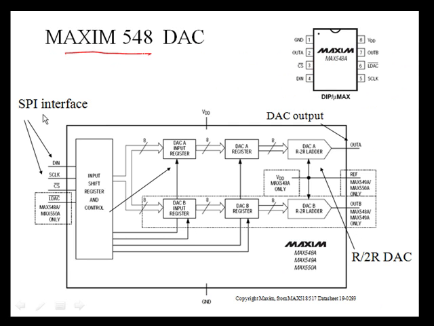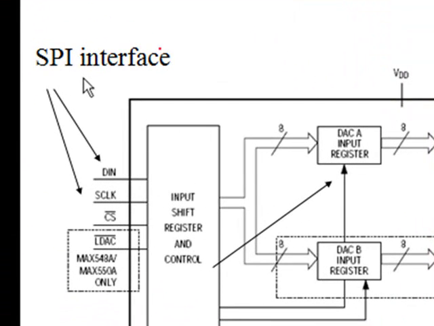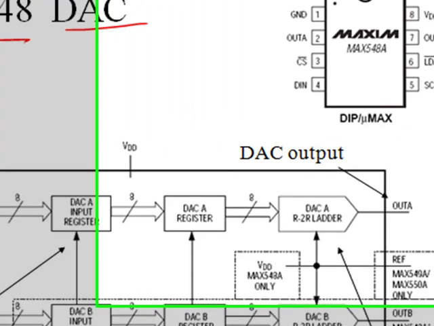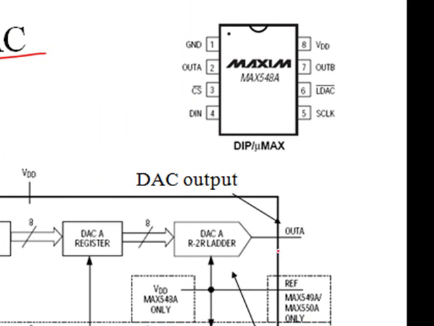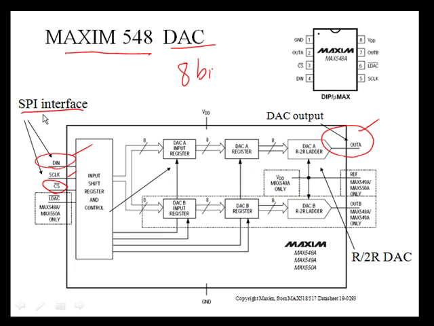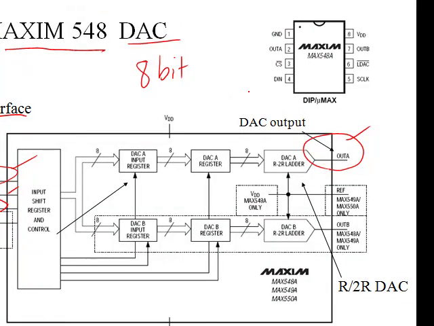The MAX548 is a digital to analog converter that has a SPI port interface. It has a low true chip select line, has an SCLK line as all SPI devices have, and it's a write-only device, so it only has a serial data in pin. Once it's done a conversion, the voltage appears on the out A pin. This is an 8-bit DAC, and the output voltage is going to range between ground and VDD.